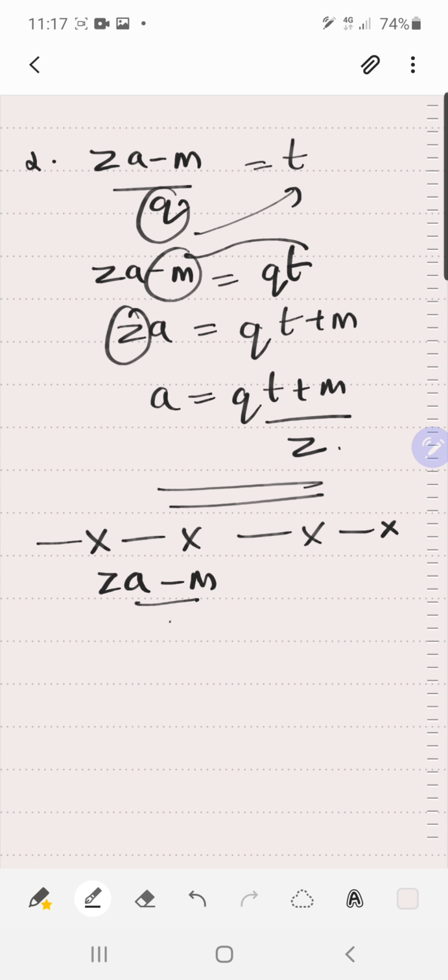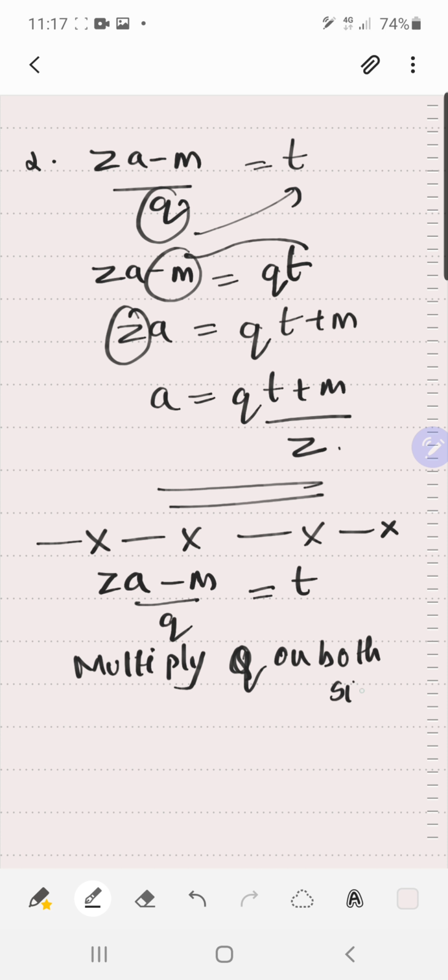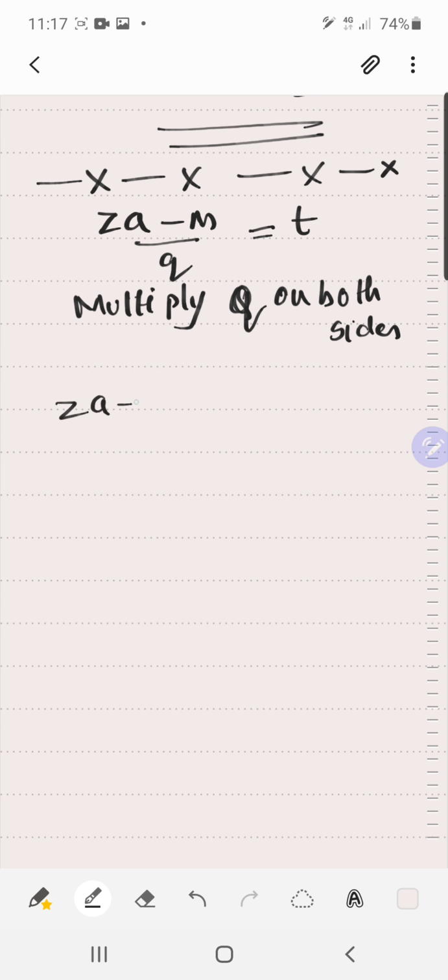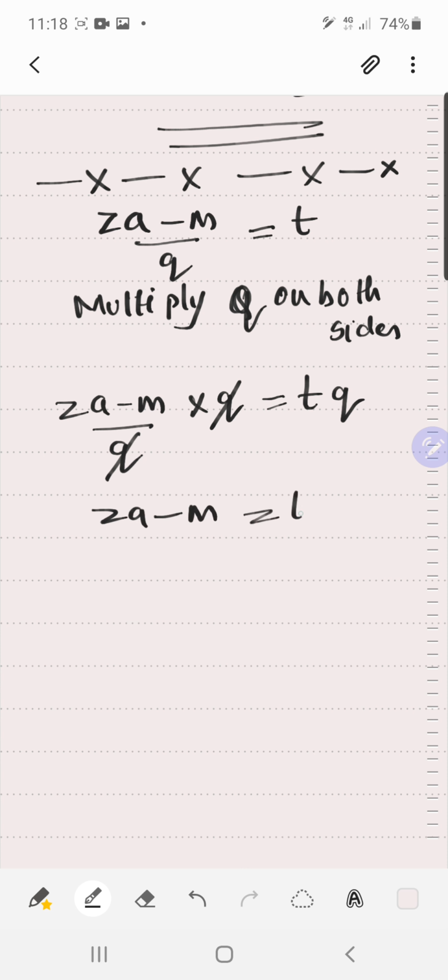za minus m upon q is equal to t. First we have to eliminate q from here. How can you eliminate it? You will multiply by q on both sides. So it will be za minus m upon q into q is equal to t into q. So q is eliminated, and your answer is za minus m is equal to tq.